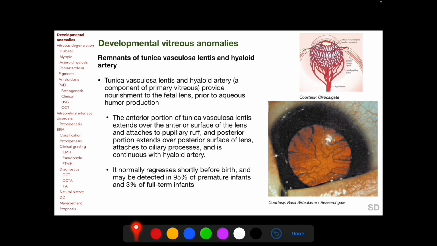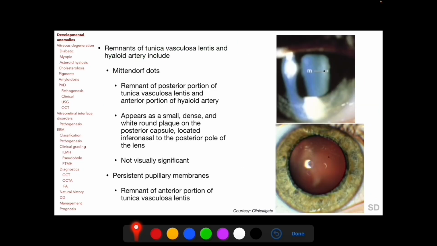Tunica vasculosa lentis normally regresses shortly before birth but may be detected in 95% of premature infants and 3% of full-term infants, as seen here in this clinical photograph. Remnants of tunica vasculosa lentis and hyaloid artery include Mittendorf dots, persistent pupillary membranes, Bergmeister papilla, and persistent fetal vitreous. Mittendorf dots are remnants of the posterior portion of the tunica vasculosa lentis and the anterior portion of the hyaloid artery, as seen here in these two clinical photographs.